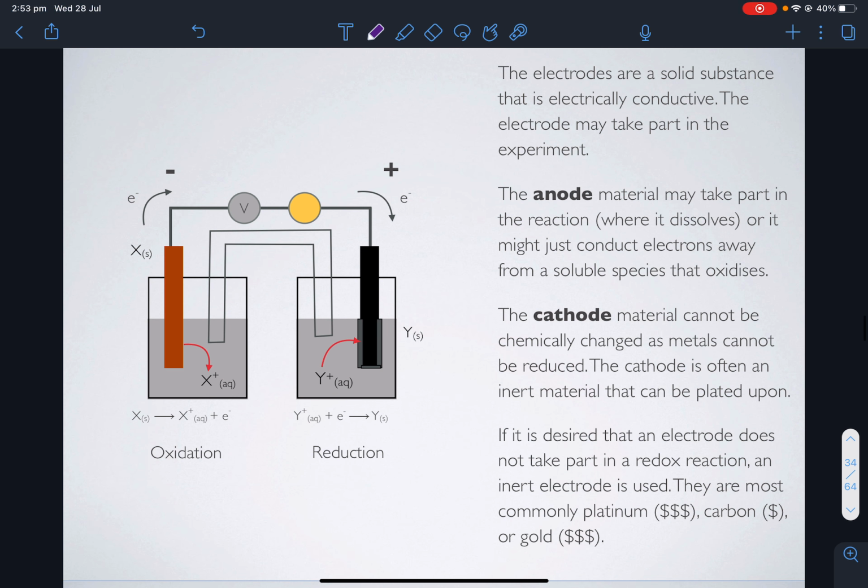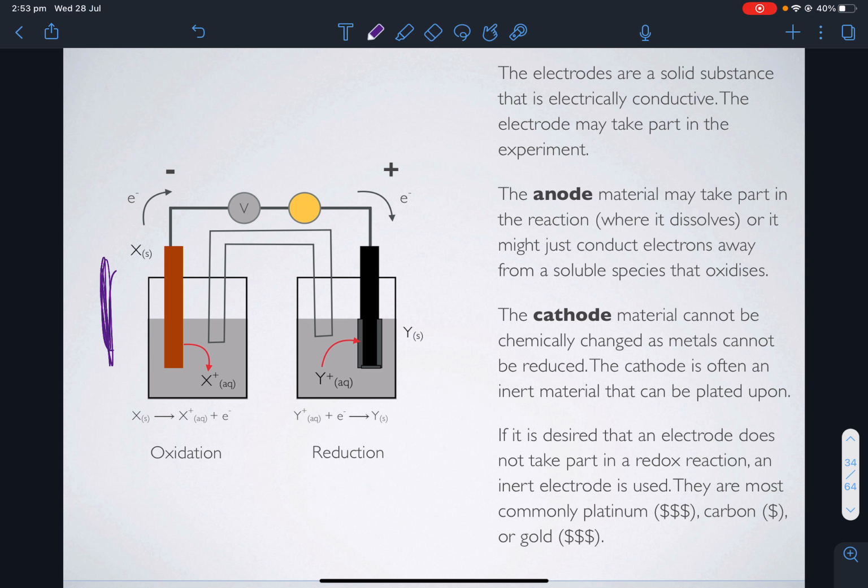Let's talk about the electrodes. The electrodes are a solid substance that's electrically conductive, otherwise you wouldn't get a circuit. The electrode may take part in the reaction, or it may not. Now, the anode, the one on the left here, is being oxidized, so electrons are coming away. The anode material may take part in the reaction, which we saw earlier, where it was the copper going into the solution. The other option is it may not take part in the reaction.